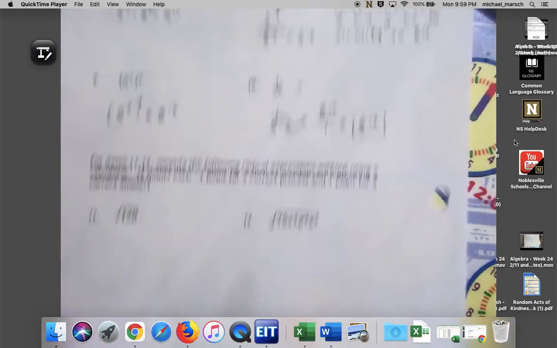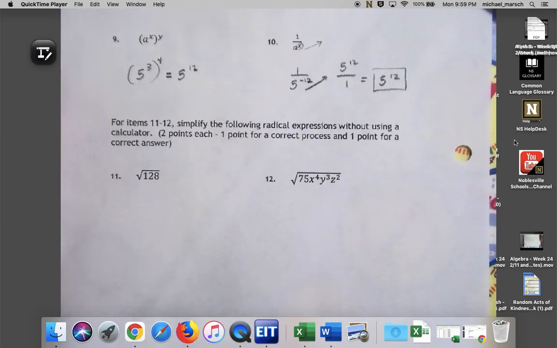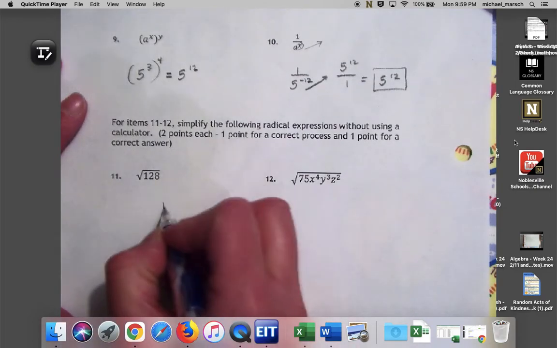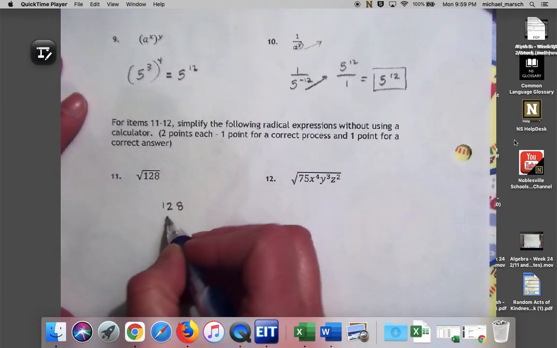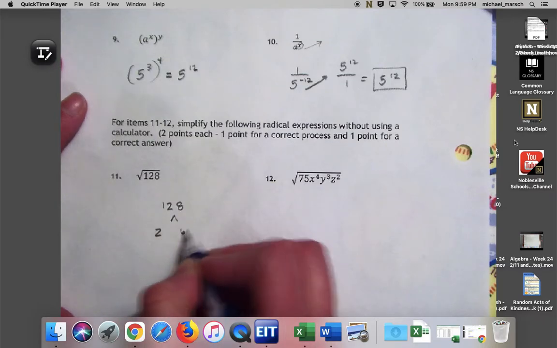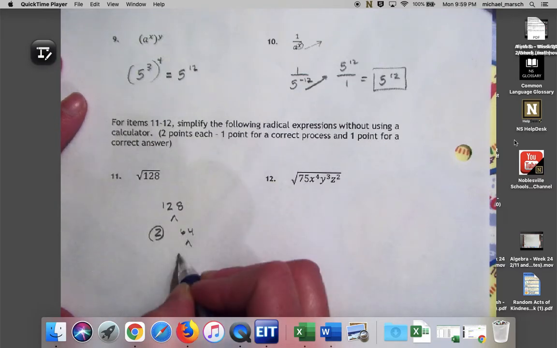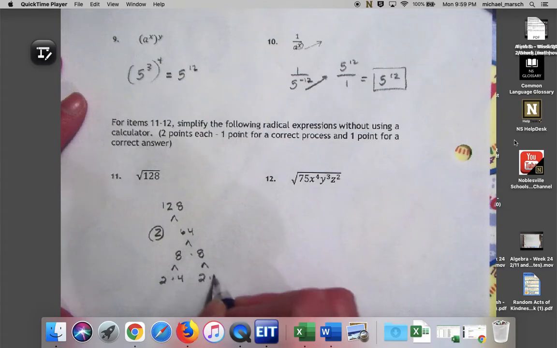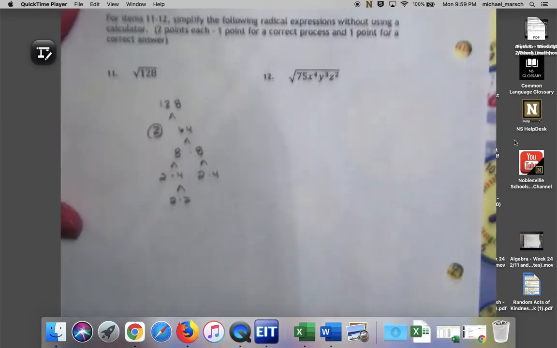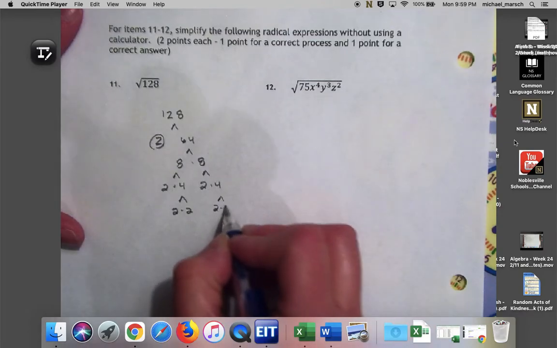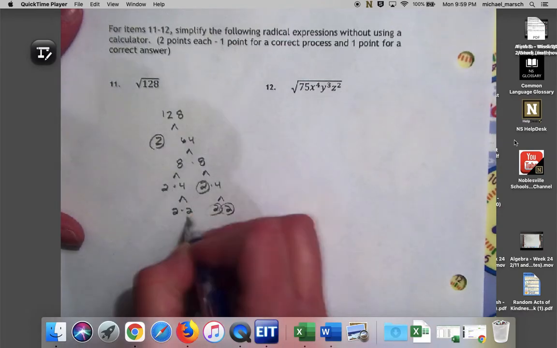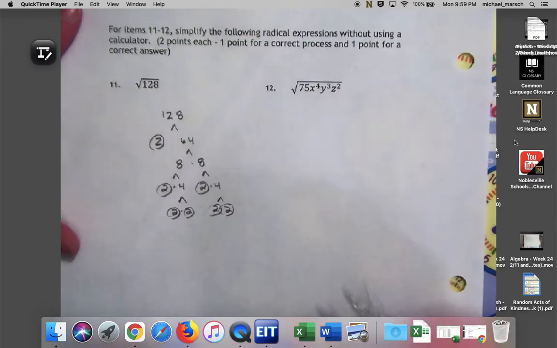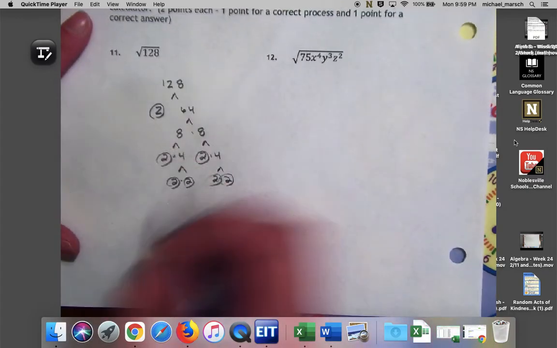All right, and then the last two, remember our quizzes are very similar to our study guides. So this first one is literally just a factor tree. I chose 2 times 64. And then, of course, I had 8 times 8. So I got 2 times 4, 2 times 4, 2 times 2. Can you guys see that still? And 2 times 2. So I have 1, 2, 3, 4, 5, 6, 7 2s as all my prime numbers.